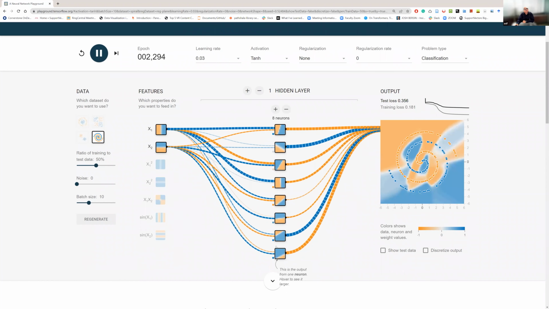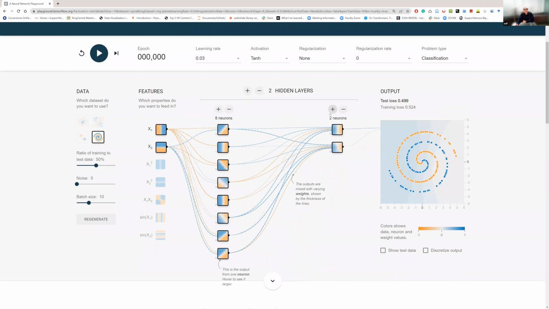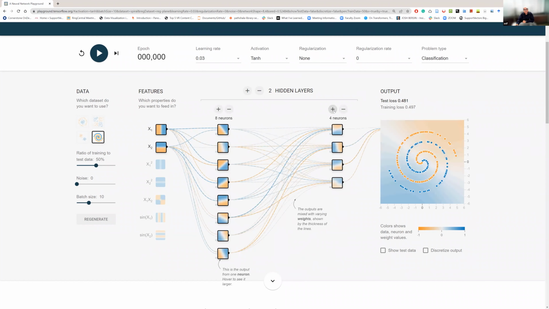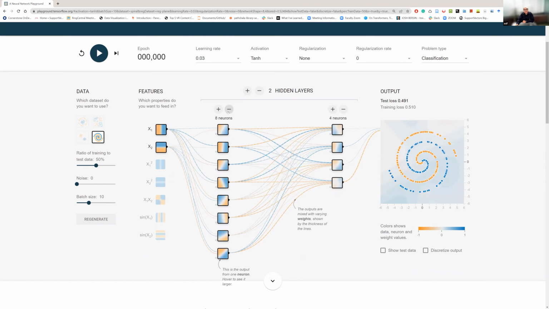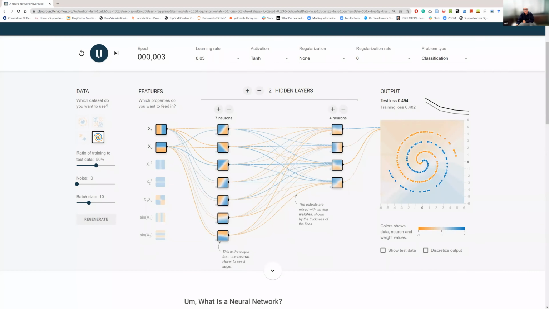But what would be a more effective way of solving it? Let's add another layer. And now let's try this. I just added 5 neurons, and maybe you don't need so many here. Let's try this.